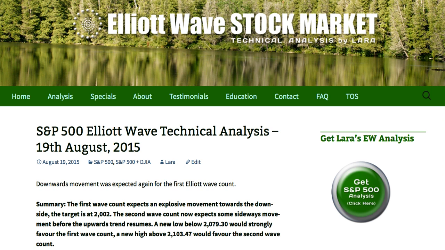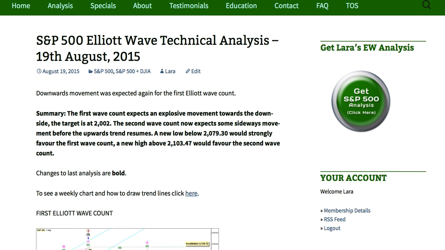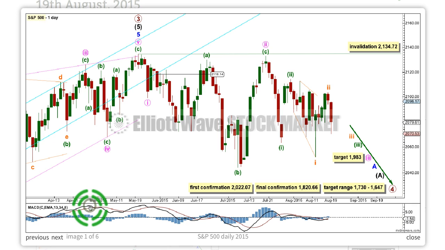If we get a new low below 2079.30, that would strongly favour the first wave count. The second wave count now expects some sideways movement to complete a B wave triangle before the upward trend should resume. The first wave count needs a new high above 2103.47 to have any confidence at all in it at this stage.